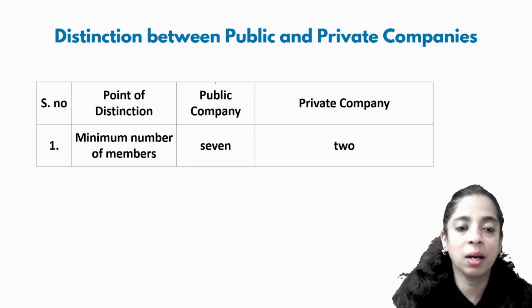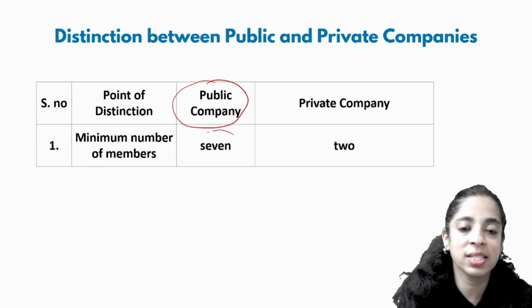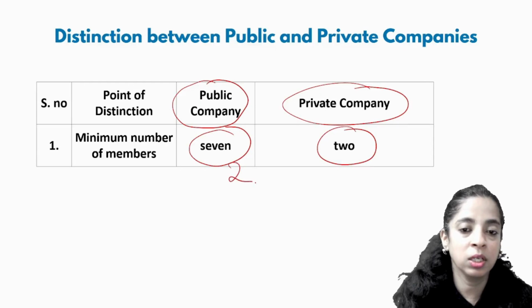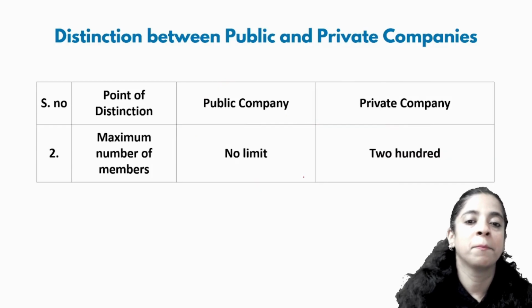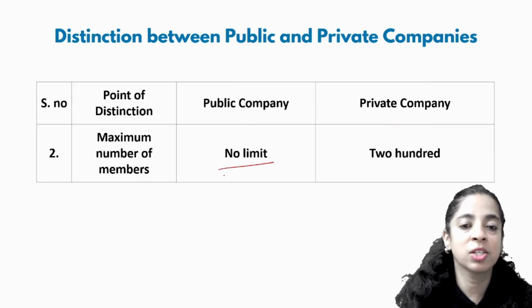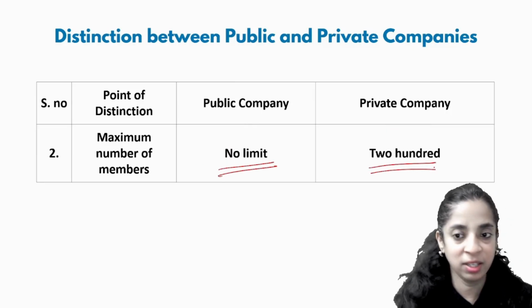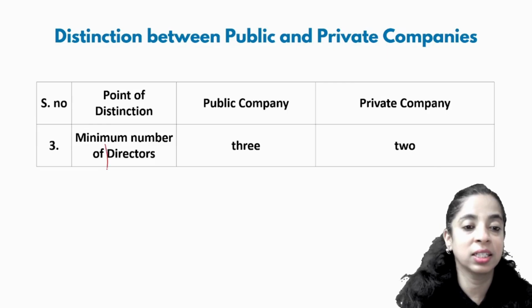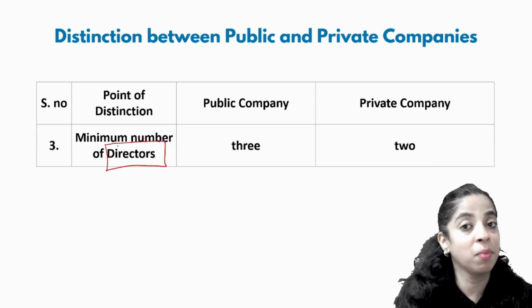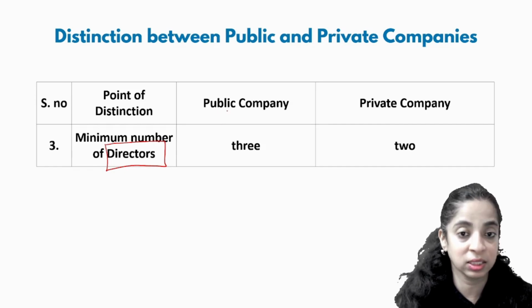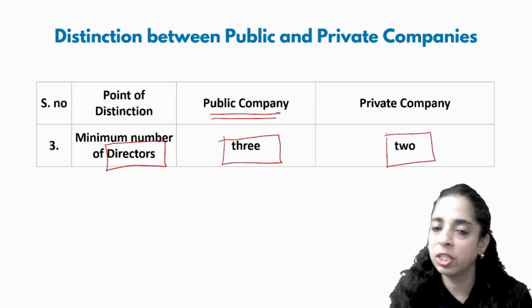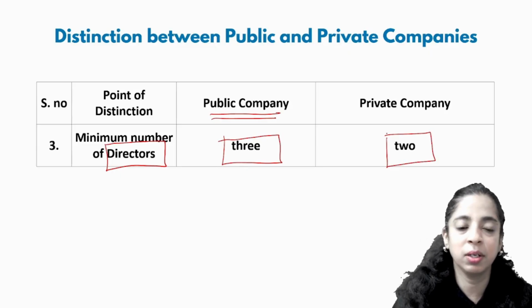Now, for a public company, the minimum number of members is 7, whereas for a private company, it is 2. Okay, 2 and 7, remember. Now, maximum number: there is no limit for a public company, and for private, there is 200. Now, minimum number of directors. We studied about members, right? Now, directors. For a public company, there have to be 3 directors, whereas for a private company, only 2 will do. Minimum is 2.